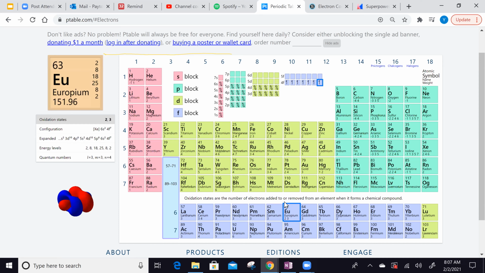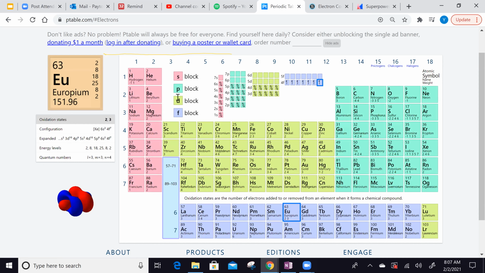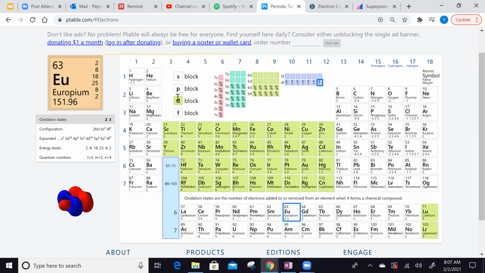All right, now what we're gonna do in a second is I'm gonna get you to label your periodic table by neighborhood. So you'll label the S neighborhood, the P, the D, and the F. Now, if you notice on the D neighborhood, there's two green blocks that are all the way down at the end of the F neighborhood. Let me show you why.